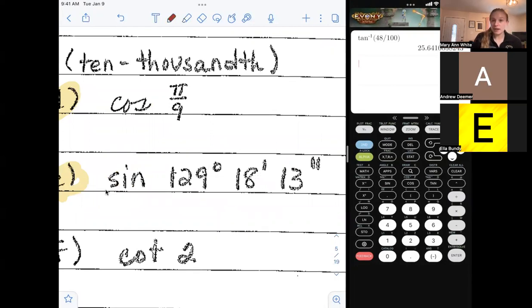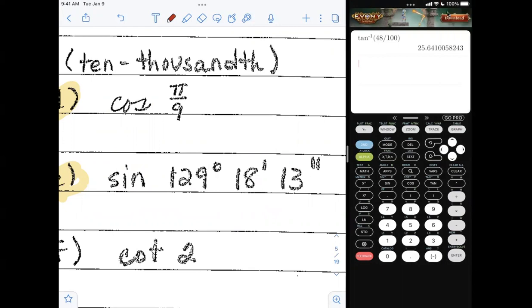The first thing I want to think about is: is this radians or is this degrees? We know that if it has a pi in it, it's a radian. Like I mentioned the other day, when we put things in the calculator, you need it to be the same language. So if we're putting radians in, we need to be in radian mode on our calculator. Through this whole problem, we are going to be switching back and forth, radians, degrees, radians, degrees.